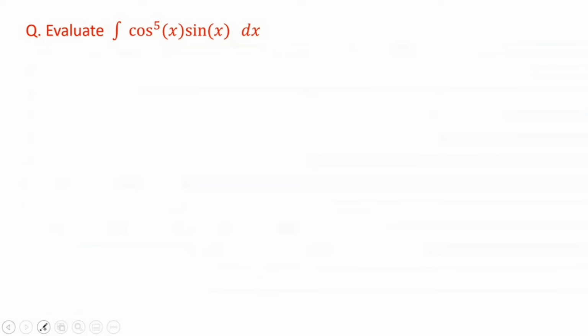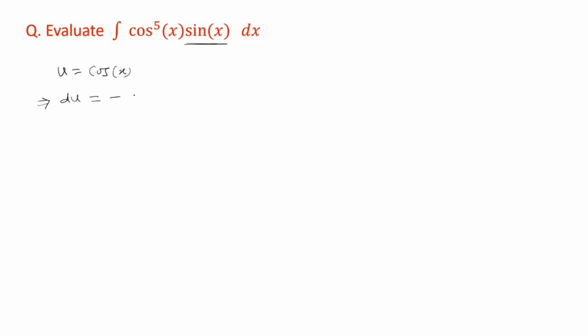Now we'll solve our first example. We'll solve this problem by applying the rule we just discussed. Here clearly the power of sine is 1, which is odd, so we don't bother what the power of cosine is. Whenever the power of sine is odd, we substitute u equal to cosine x. So put u equal to cosine x.